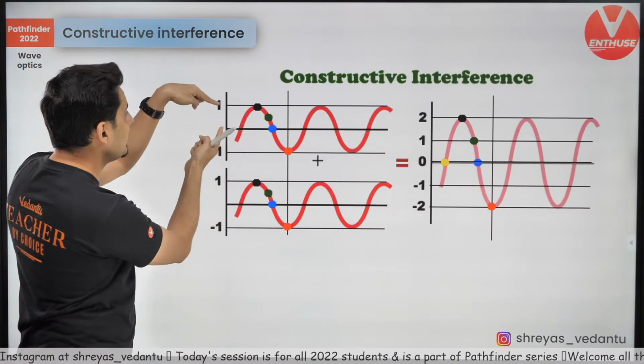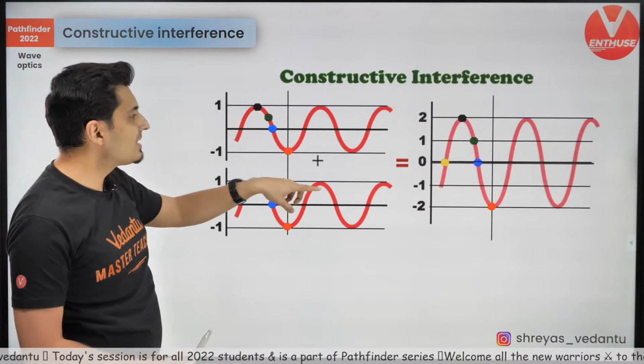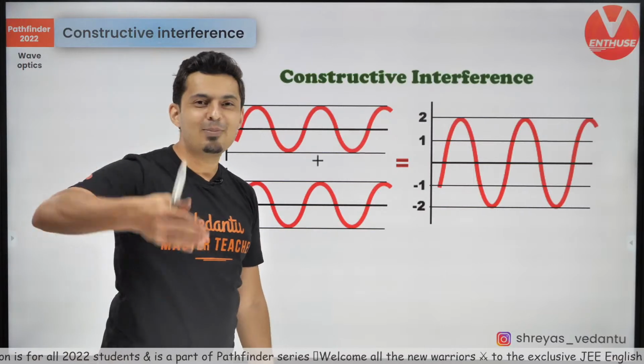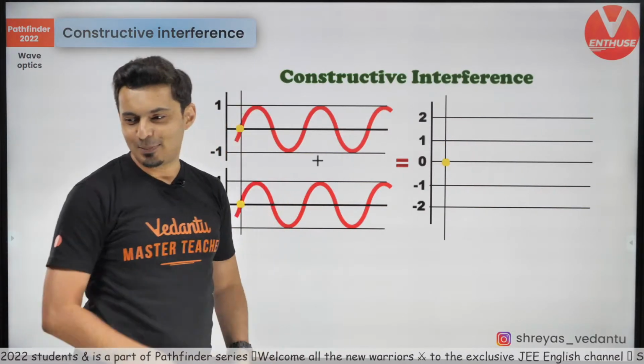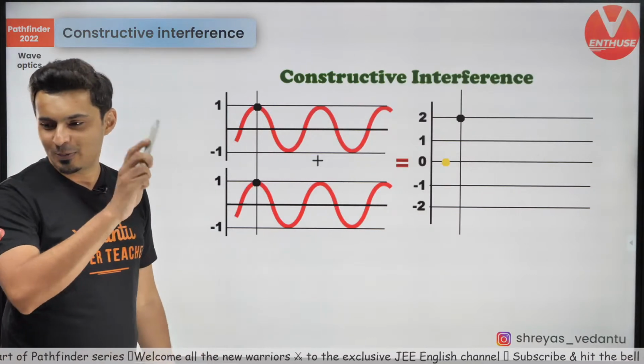Wave number 1 has amplitude 1. Wave number 2 also has amplitude 1. When you add both these waves, the resultant wave has an amplitude 2 because their amplitudes have just got added up. You can see that. Very good, very good.